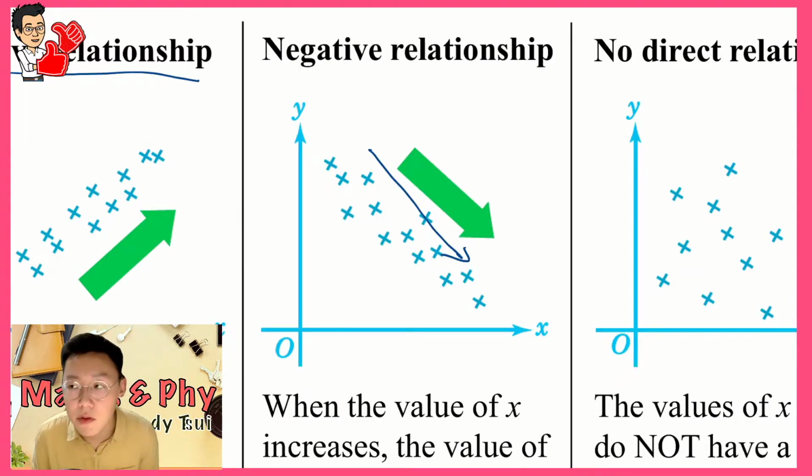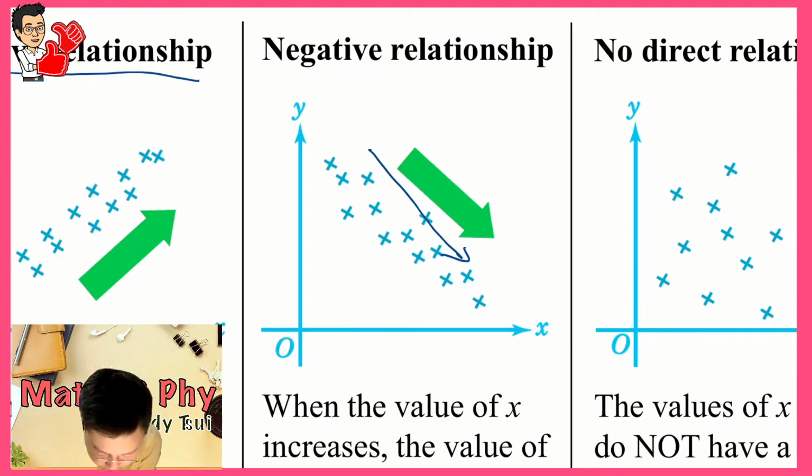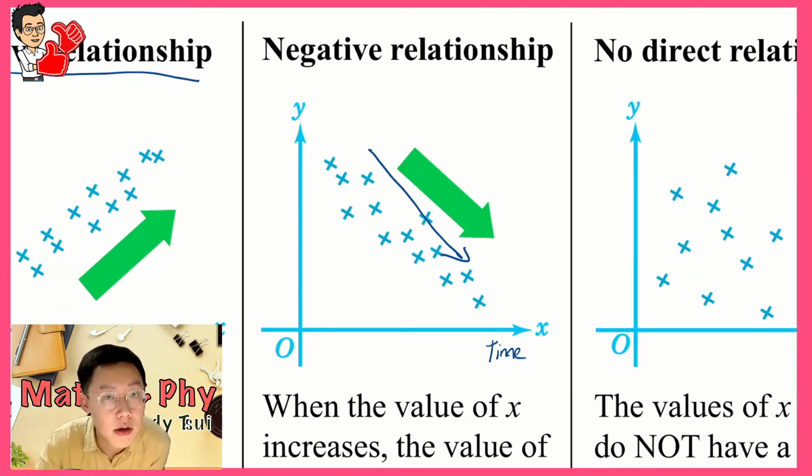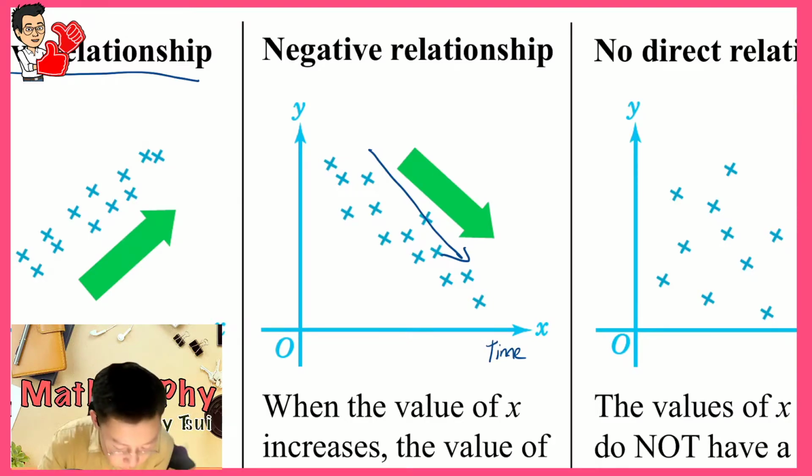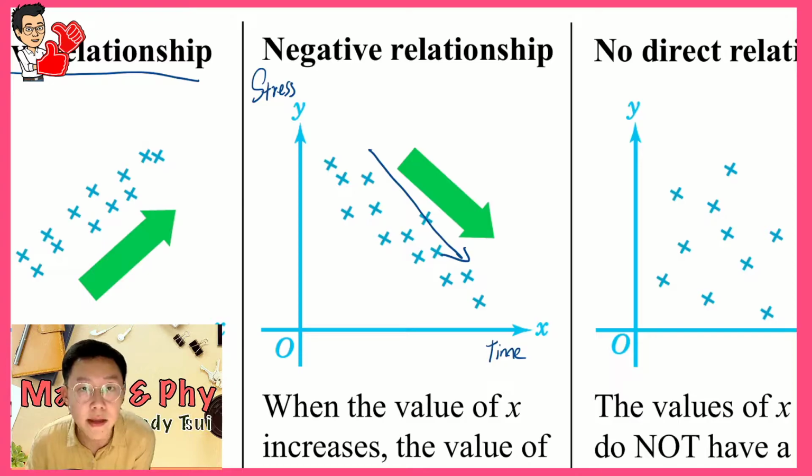Maybe I can give you one more example. The time that you spend on revisions is on the x-axis, and the y-axis can be your stress on the examinations, maybe the degree that you are afraid of the coming uniform tests.